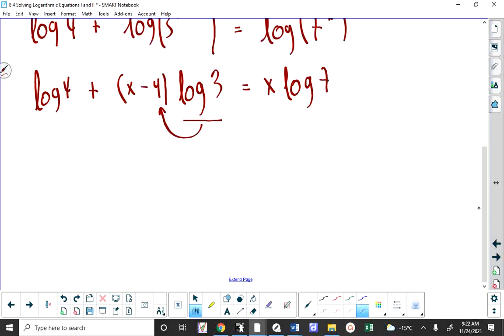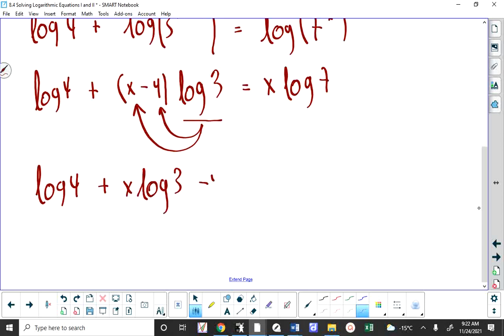You have to multiply that by 4, and you have to multiply that by x, and get log of 4 plus x log 3 minus 4 log 3 equals x log 7, and then you target the terms that have x and move them to one side, and the numbers to the other side.